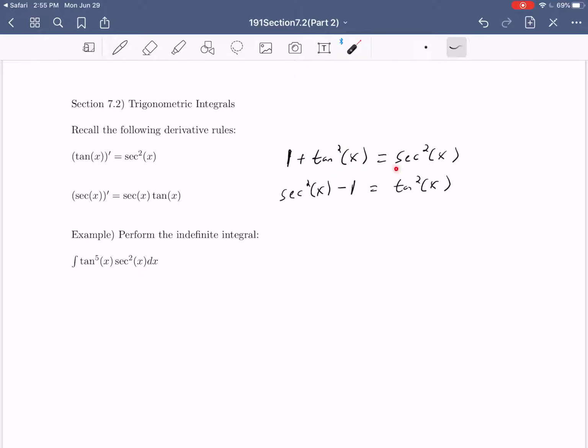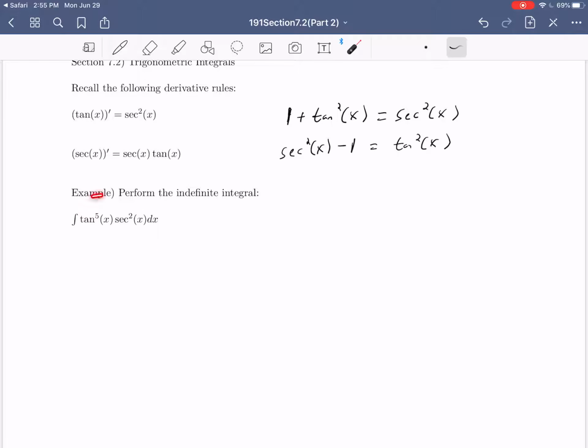You should notice, though, that these conversions only work when you have squares. So, again, there will be some issues with parity. We'll want to make sure that we have even exponents that we can actually convert into the other trigonometric function. All right, let's jump right in and take a look at this.